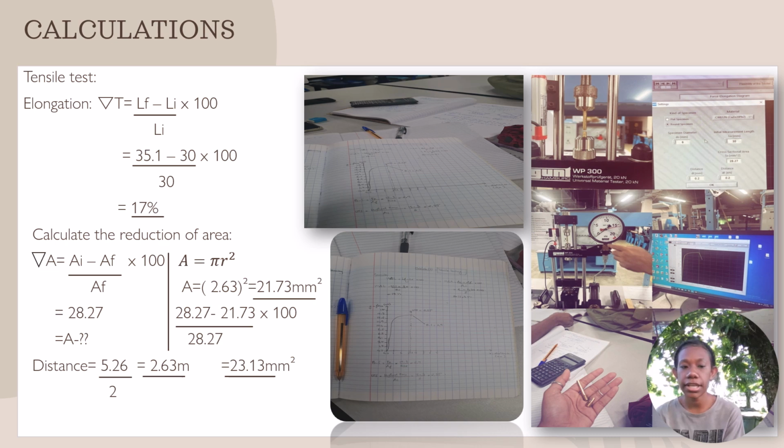So we have to calculate the final area by using the area formula. So the area formula is pi r squared. And then we calculate it and we find 23.13 millimeters squared. And then we substitute it inside the formula of reduction of area, and then we find 28.27 millimeters squared.